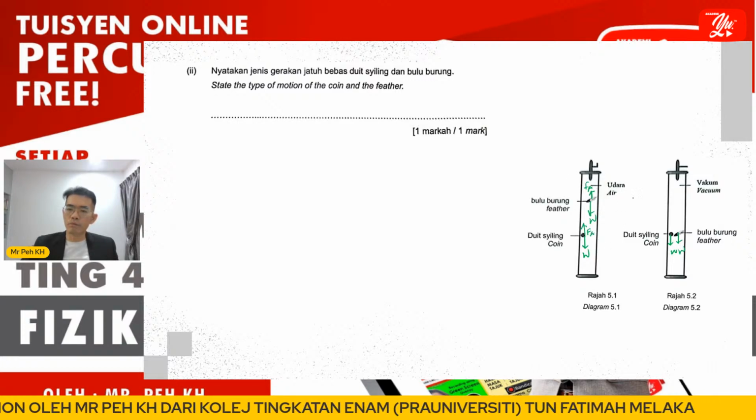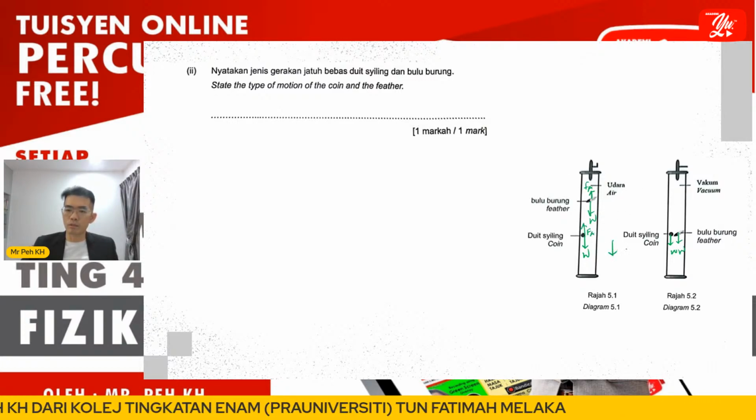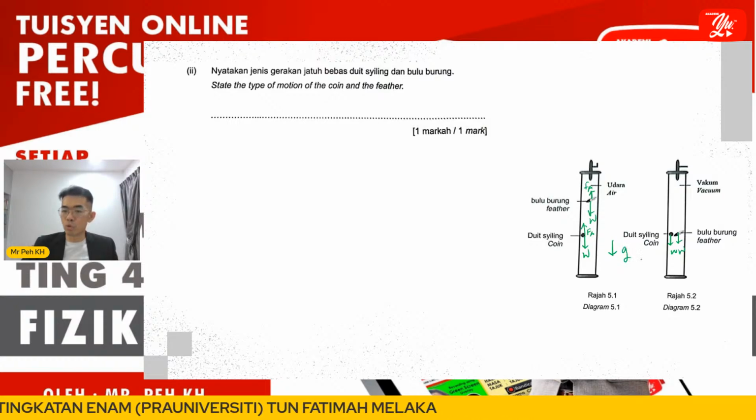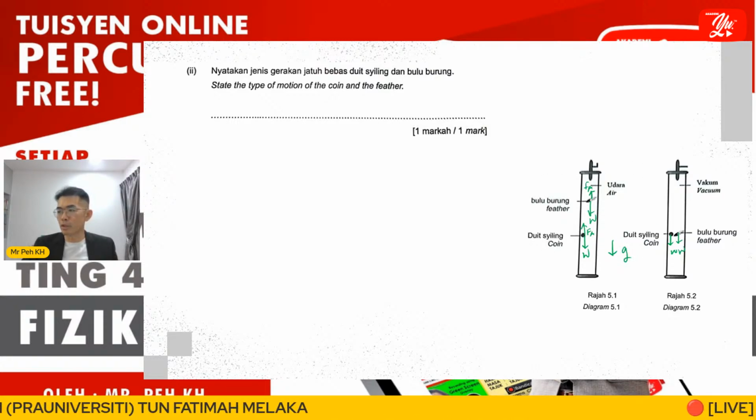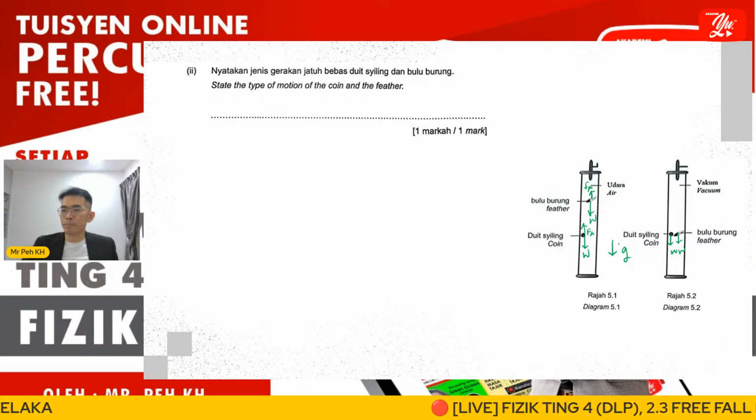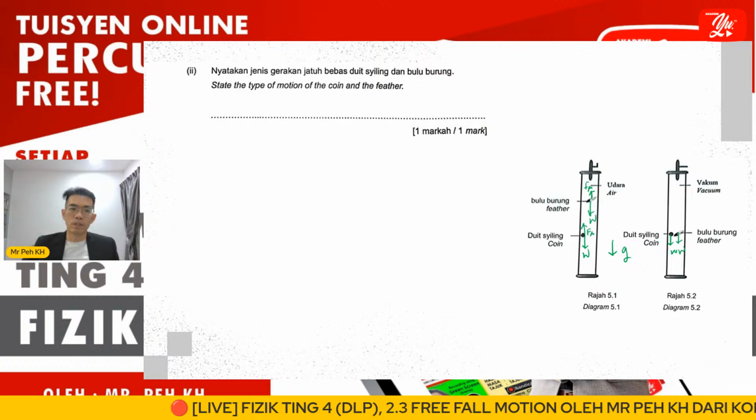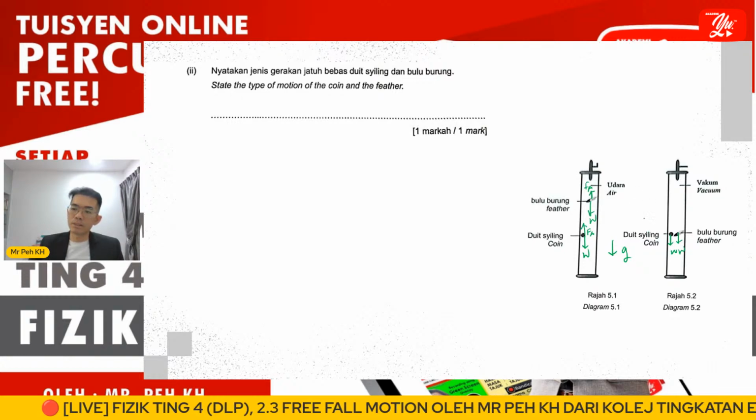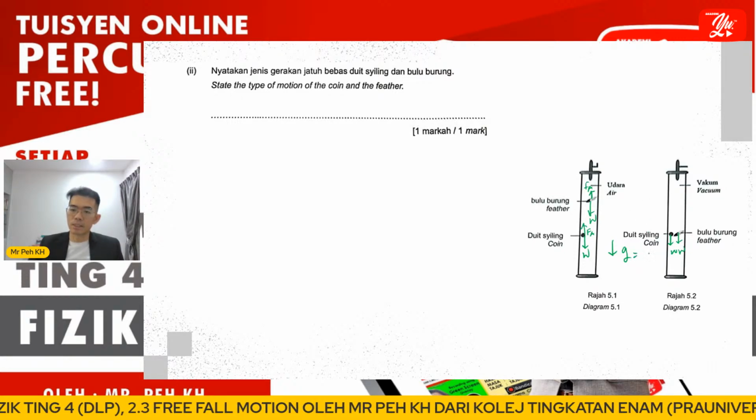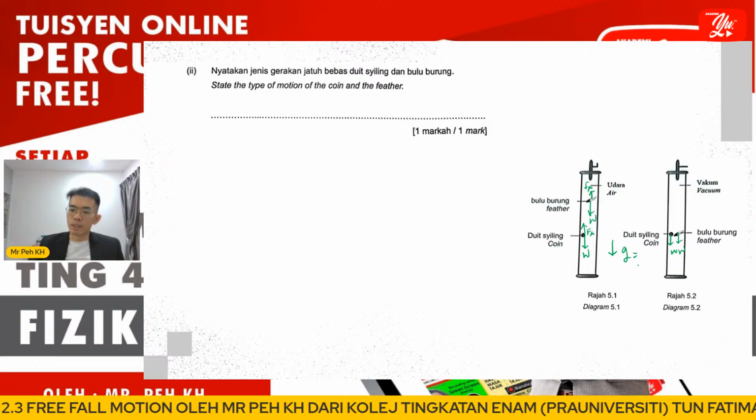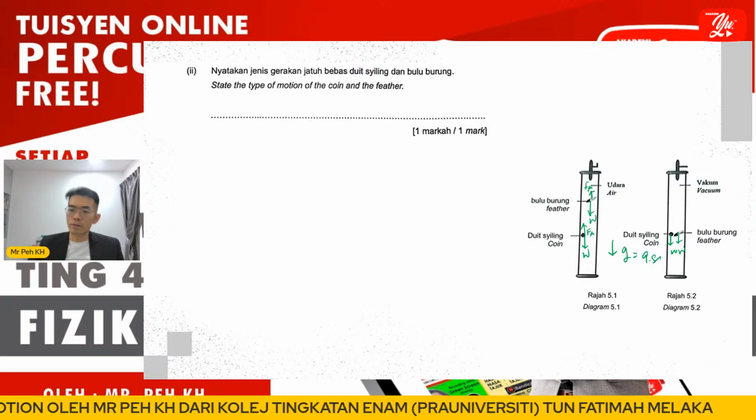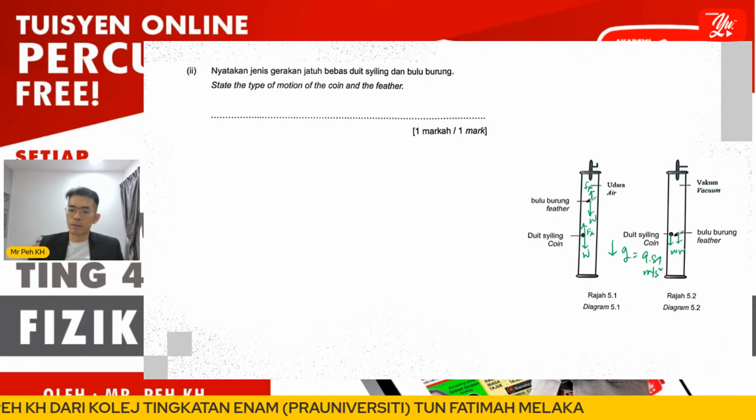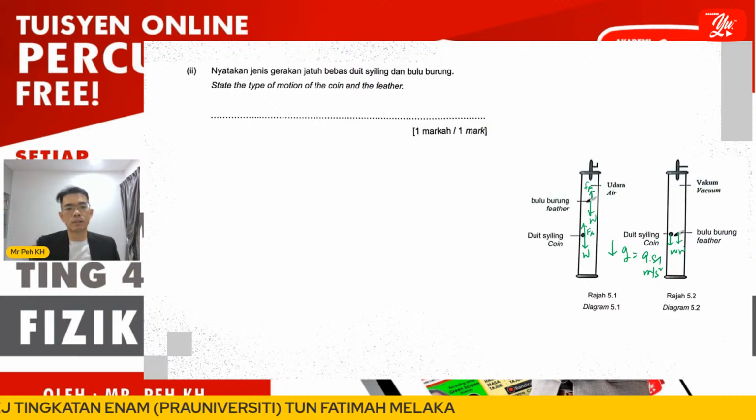In both situations, the object experiences the same g as both experiments are conducted on Earth, so they have the same gravitational acceleration. So the motion here will have constant acceleration, as g on Earth, as mentioned, is 9.81 meter per second squared. So that means the motion here is constant acceleration.